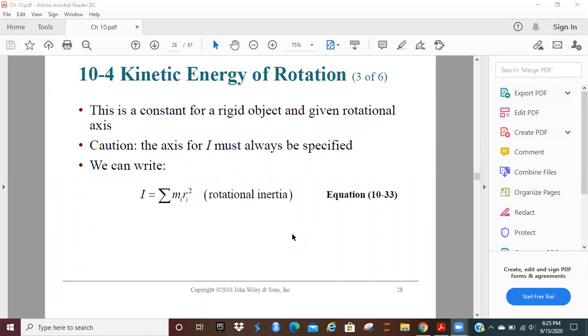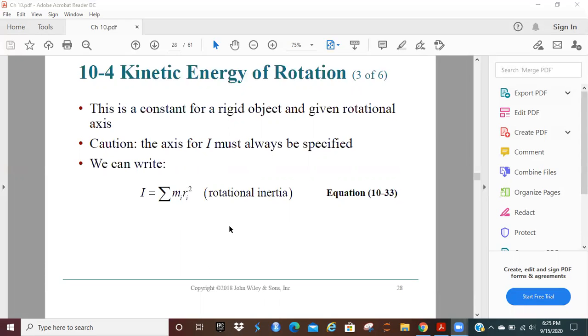So this is a constant for a rigid object and a given rotational axis. And we always need to specify the axis for I because that's one of the requirements. Otherwise, we can't establish exactly what the radius is. How do you establish the radius if you don't have the axis established? So we can write the moment of inertia, or the rotational inertia, as I is equal to the sum of m sub i r sub i squared. Now that squared term is going to come into play pretty heavily later on.